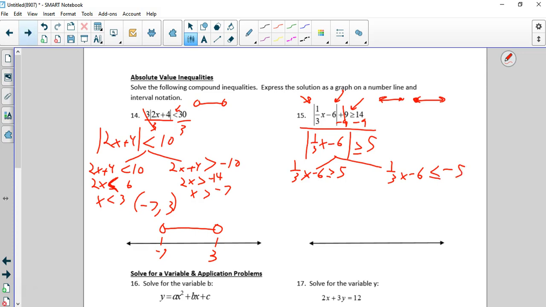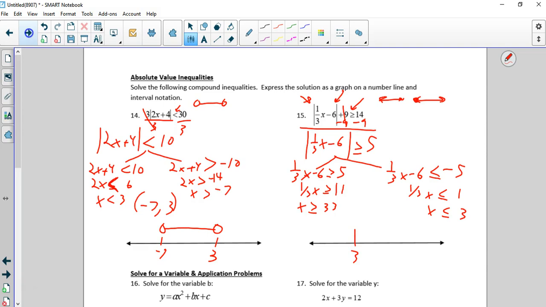Really don't have a lot of room, so I'm going to add 6 to both sides. 1/3 x is greater than or equal to 11. I'm going to multiply by 3 to get rid of the 1/3 and get x is greater than or equal to 33. Over here, I'm going to add 6 to both sides and get 1/3 x is less than or equal to 1. Multiply by 3, x is less than or equal to 3.